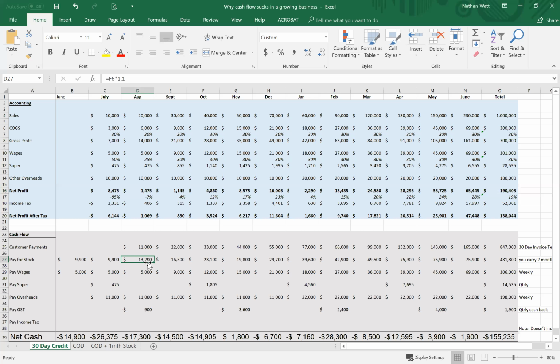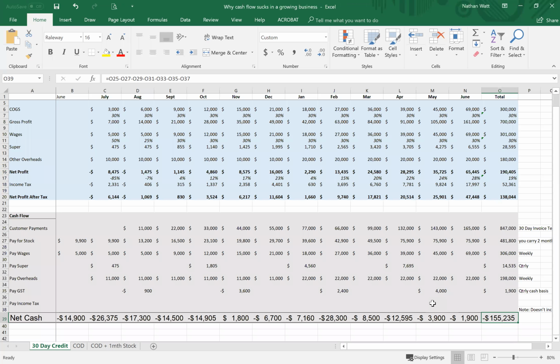So in a growing business, this just gets amplified each and every month because you need to buy more stock and put on more staff and more overhead. So over the course of the year, $190,000 net accounting profit, but we've still got minus $155,000 of cash. Now, this doesn't include any balance sheet items either, as in didn't buy any plant and equipment or didn't pay down any debt. So this is just GST and overheads and things like that. So that's a fairly significant difference between accounting and cash.